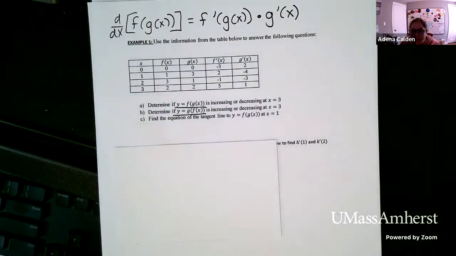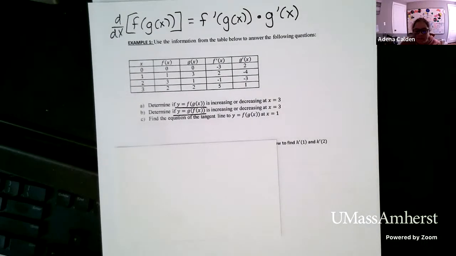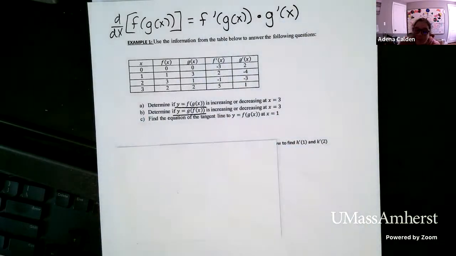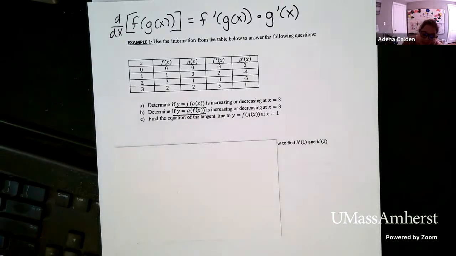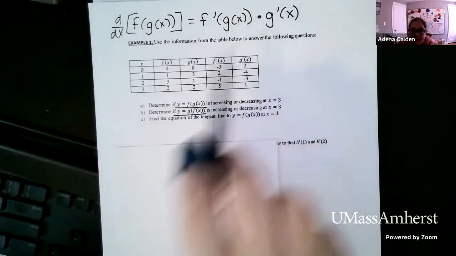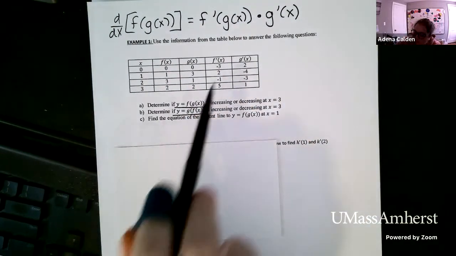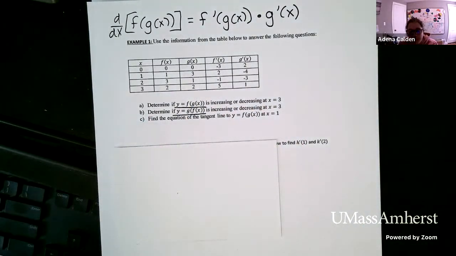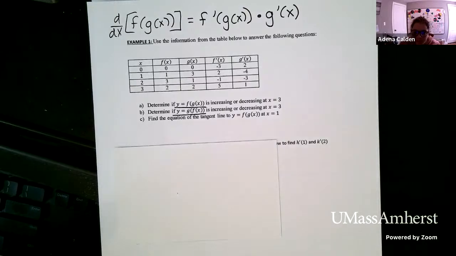So if I'm interested in if the function is increasing or decreasing at 3, what I'm interested in is whether the derivative is positive or negative at 3. Because remember, the derivative will tell us if the function is increasing or decreasing based on the sign. So for part A, I need to plug in a 3 wherever I see an x, and then I need to find these values on the table to put them together. So that's what you're going to be trying to do. See if we can get some practice on this.